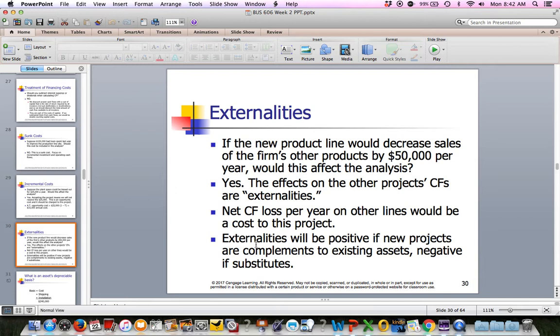That's called an externality. And it says here, if we do launch a new product line and that results in new sales coming down by $50,000 a year from other products, would we charge that to this analysis? And the answer would be yes, externality, because we better take that loss into account when we're calculating the cash flows and all that good stuff. So externalities can be positive or negative.